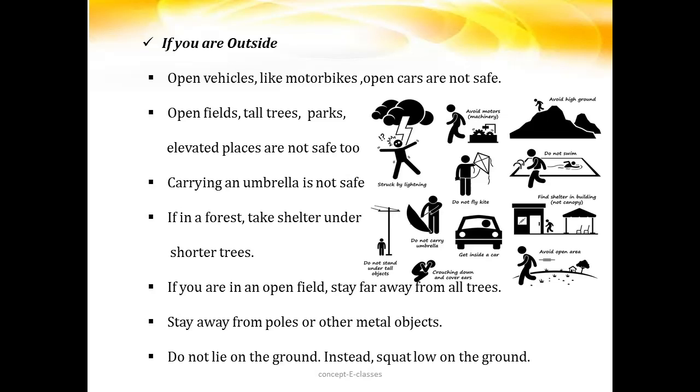Instead, squat low down. What is squatting? It means that you place your hands on your knees with your head between the hands. So this position will make you the smallest target to strike.